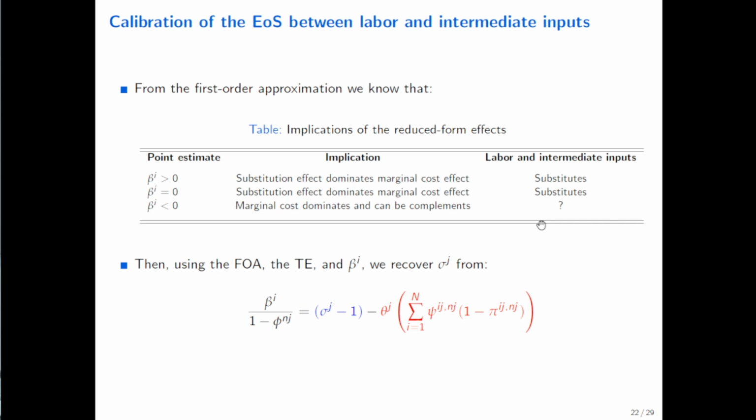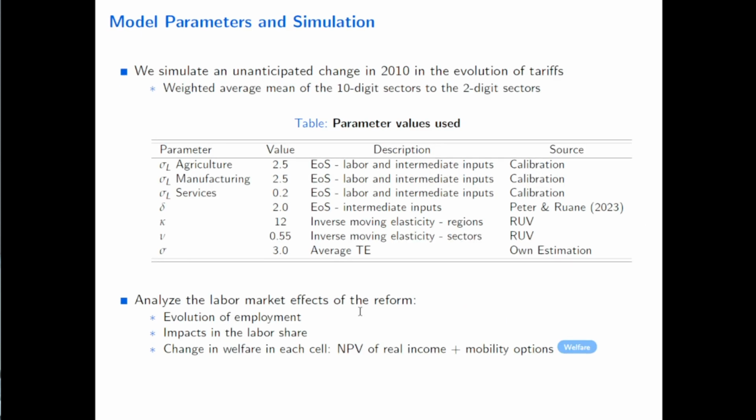But using the first order approximation, the trade elasticities and the coefficient that we estimate from the reduced form, we can recover the elasticity of substitution between labor and intermediate inputs by solving this very simple equation. We have all the information that is in red, we have all the information at the left-hand side, so we can recover sigma j. More or less, the sigma j's that we get are like 2.5 in agriculture, 2.5 in manufacturing, and like 0.2 in services. So this suggests that labor and intermediate inputs are substitutes in manufacturing and agriculture, and they are complements in the service sectors.